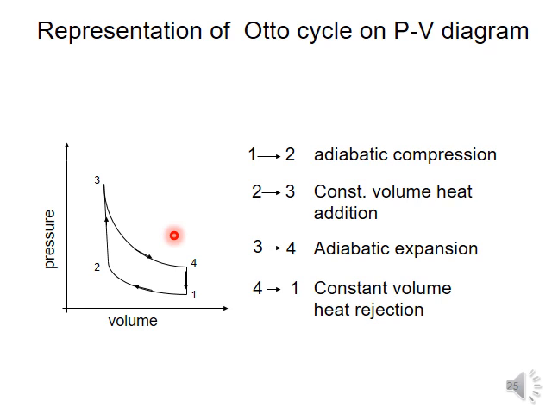First we will discuss the working principle of the Otto cycle. It consists of four processes: 1 to 2, 2 to 3, 3 to 4 and 4 to 1. First I am telling you about 1 to 2. Here it is an adiabatic compression process. Here the air is compressed from state 1 to state 2.